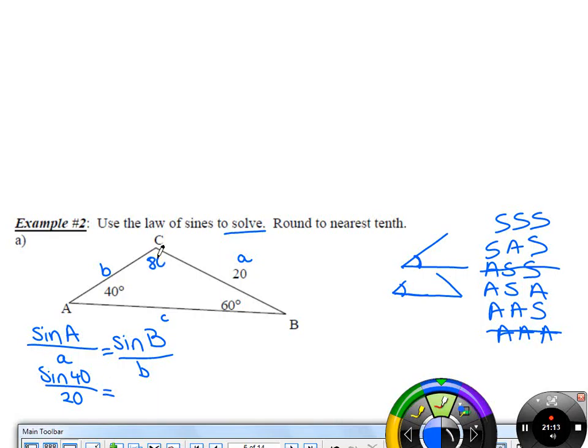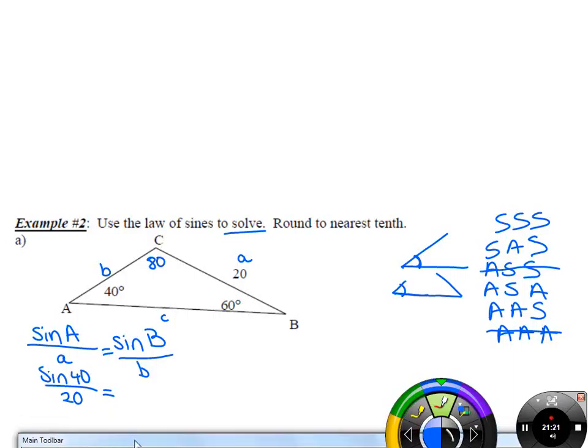So basically now I just make a choice. What do you want to solve for first? Side B or side C? C? Okay. So if I want to solve for side C, what should this fraction say right here? The sine of 80. Because if I'm solving for C, it's across from the 80-degree angle. So the sine of 80 over C.